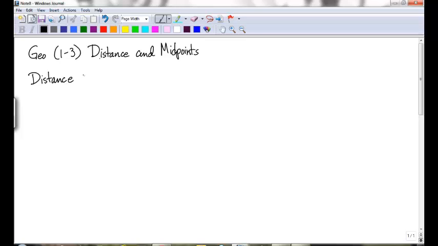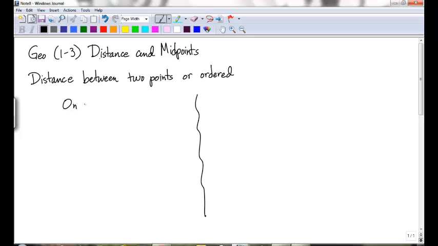Okay, distance is between 2 points or ordered pairs. And we're going to go through the distance between 2 points. Separate your paper here in half. Okay, and let's look at if you have 2 points on a number line.